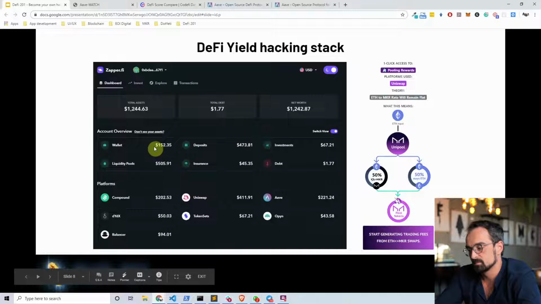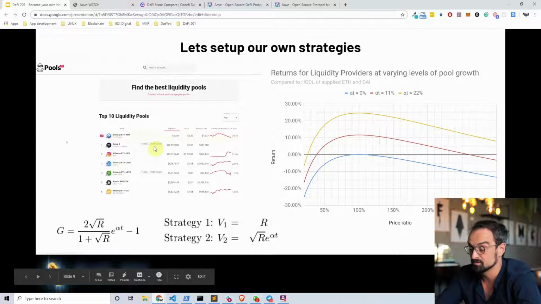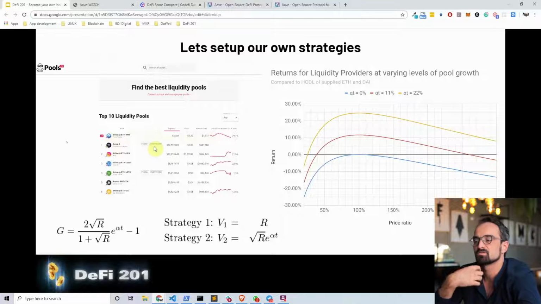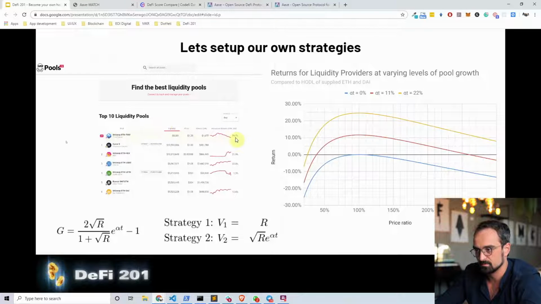So yeah, as we can see here, as you also saw before. If we now set up our own strategy, we need to watch out, because pools can actually also have negative interest rates. You saw here, for example, this pool had an 80% interest at the time when I took that screenshot. Right now, it has a negative interest.